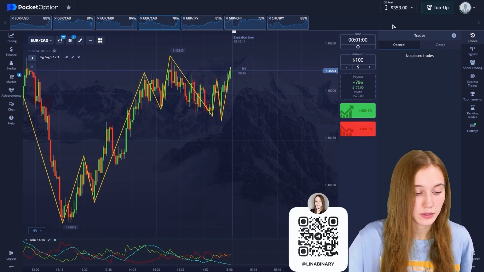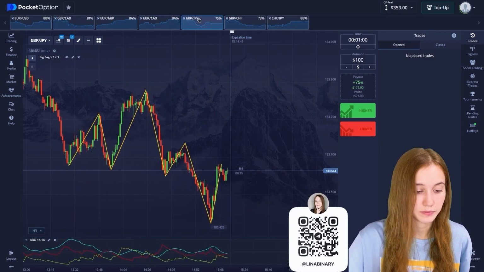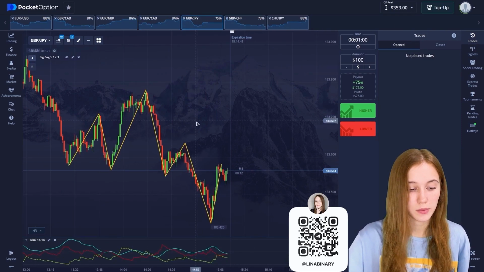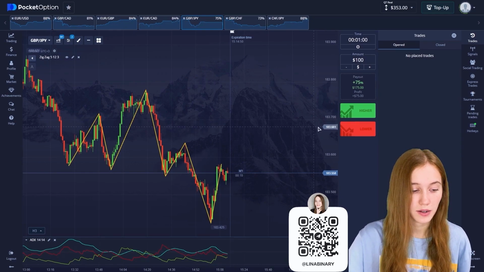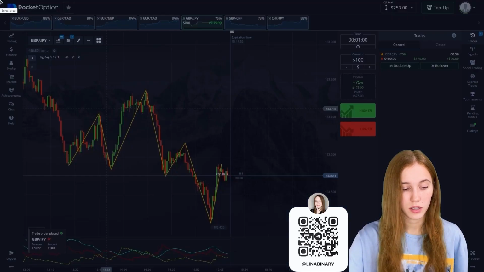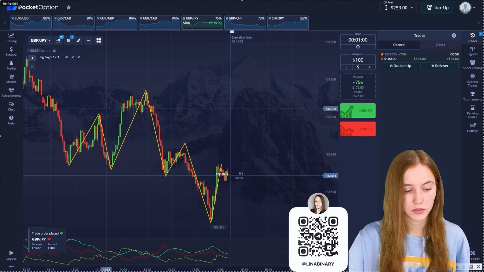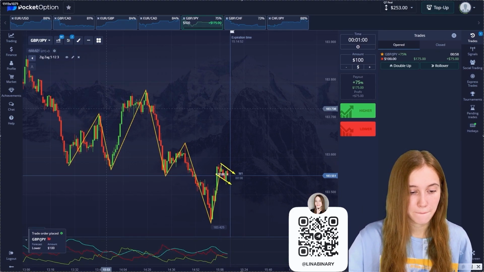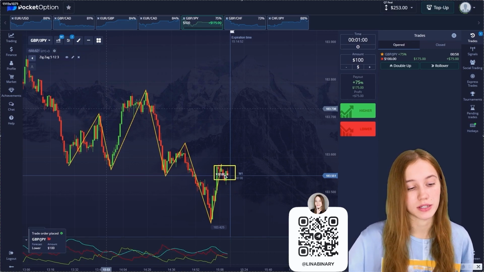And let's move on to the next currency pair. So now we are ready for the next currency pair. We will open down. We see the chart going down. Decline. Some kind of consolidation we see.